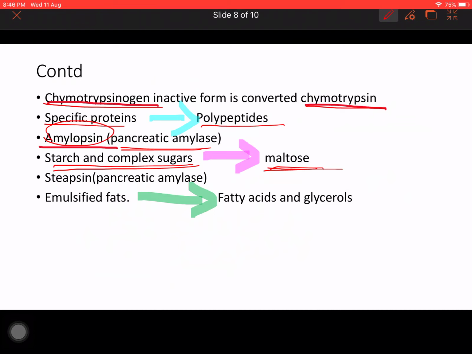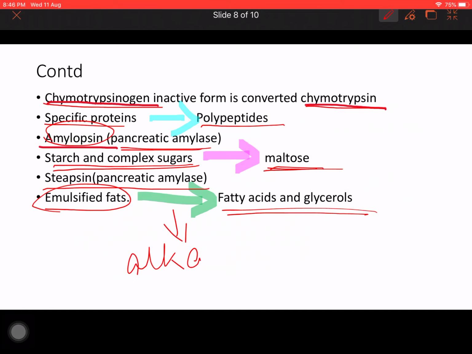Now the last of these four enzymes is steapsin. It is a pancreatic lipase acting on emulsified fats, converting them to fatty acids and glycerol, all happening in alkaline medium. So alkaline medium is the common thing, and these are all converted to the end products, that is, fatty acids and glycerol, all in alkaline medium.